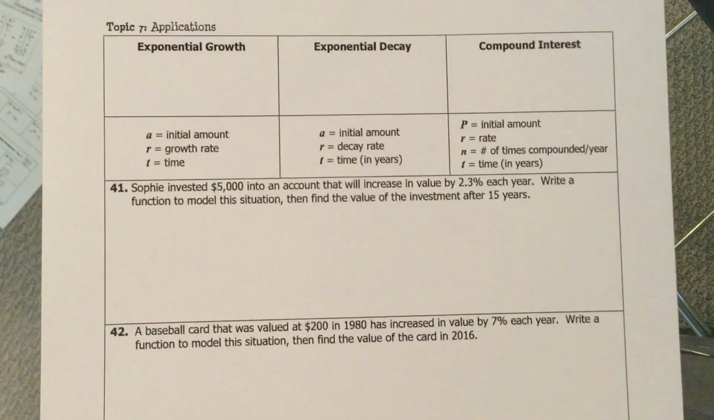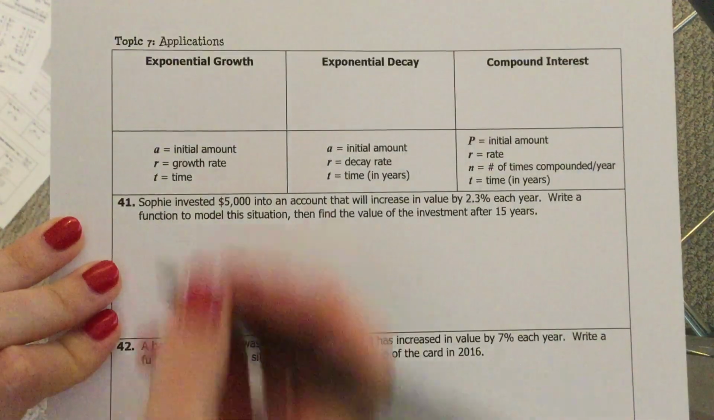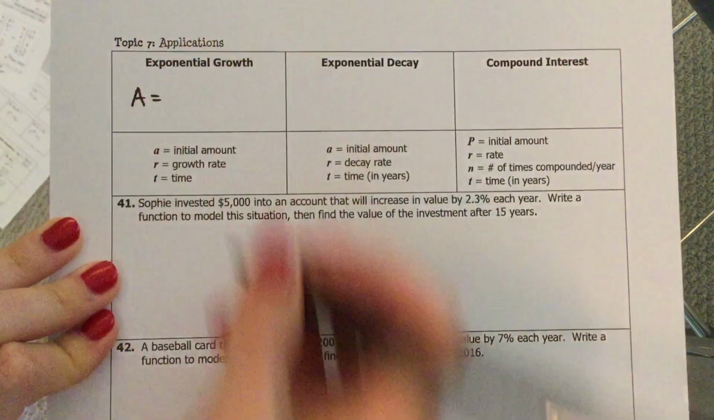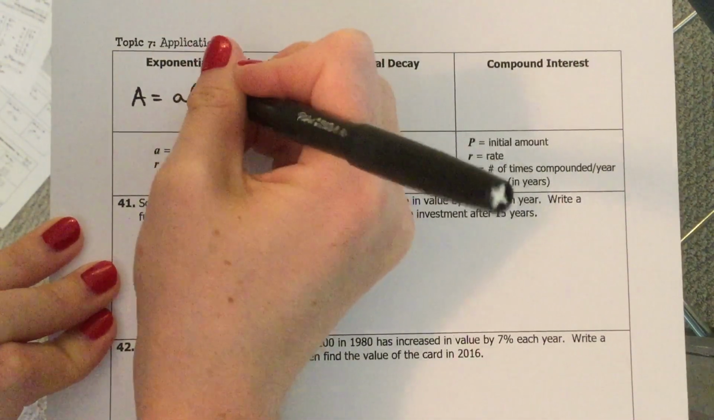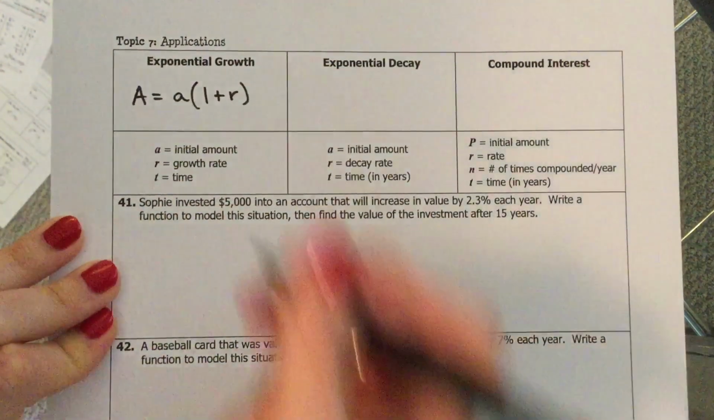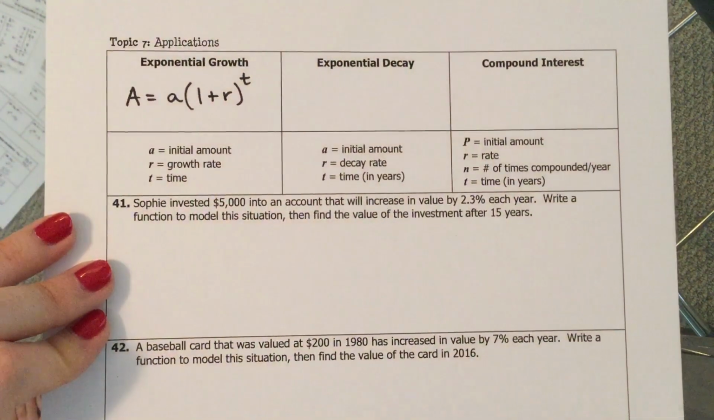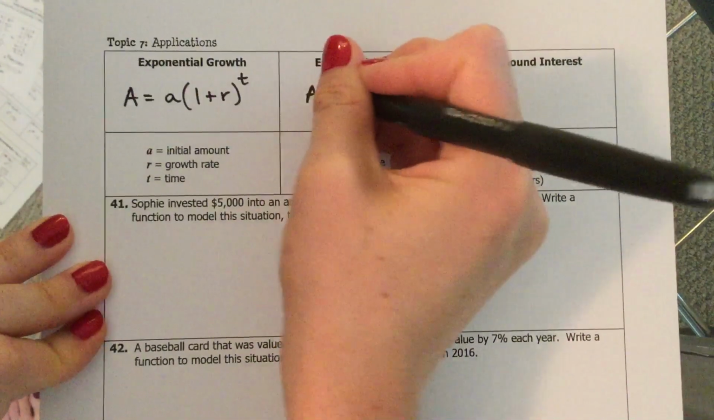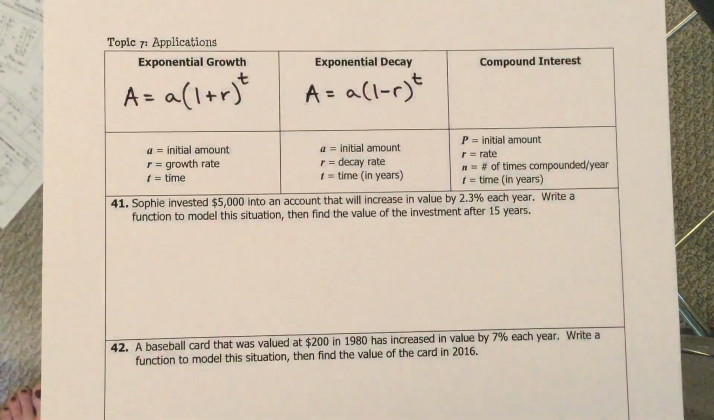Next topic that we have are applications. So within our applications, we have a few formulas that we're going to be using. So we're going to copy those down, make sure you've got them. So exponential growth and decay are almost identical. So capital A for the amounts. You've got a little a, which is the initial amounts. In parentheses, you have 1 plus r, which is the rate. That should always be in a decimal form. And then raised to t, which is the time. Exponential decay is almost identical, except you subtract the rate.